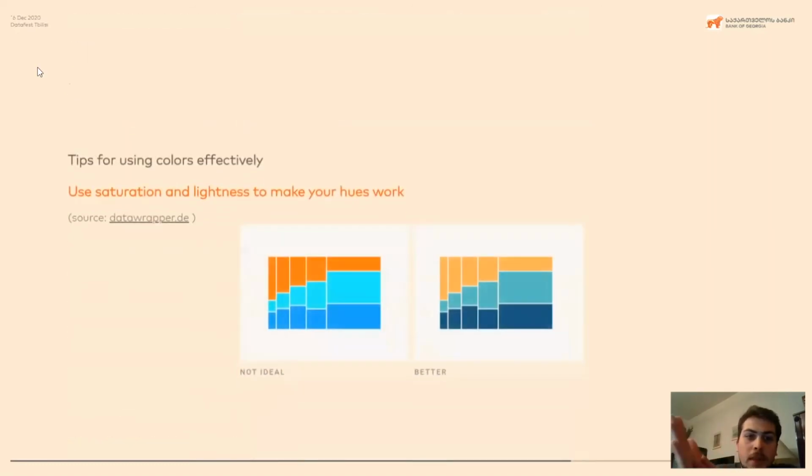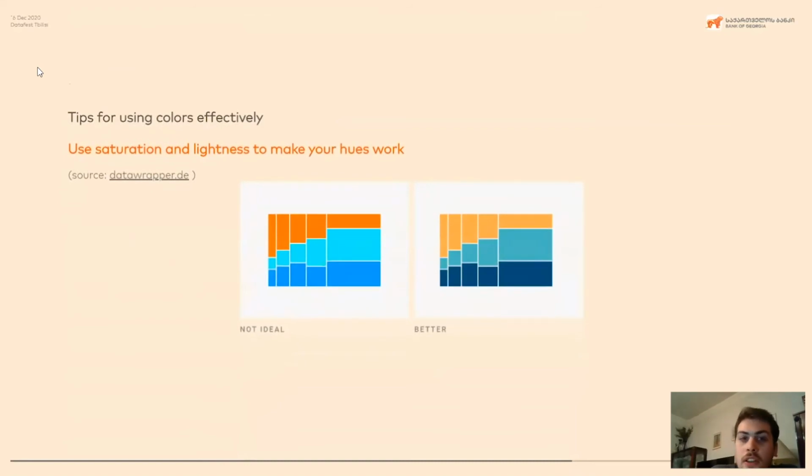Let's move to the tips and tricks for using colors effectively. I'll share some of them with you. There are several tips you may consider. The first one is to use saturation and brightness to make your hues work. Saturation and brightness are as important as hue. In fact, you can create new colors when you just change the saturation and brightness. Here on this picture, the right graph is better than the left one, isn't it? I think you would agree with me.